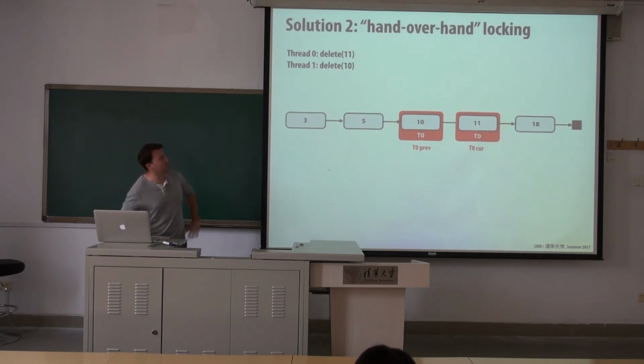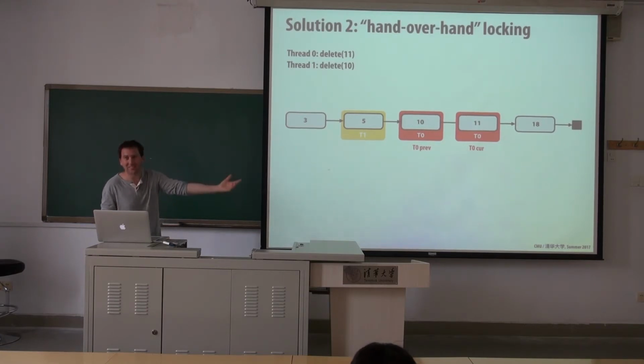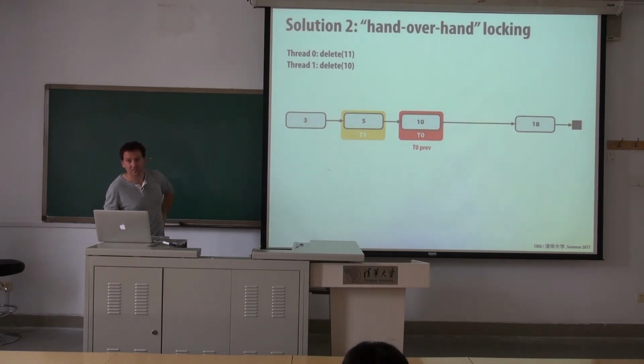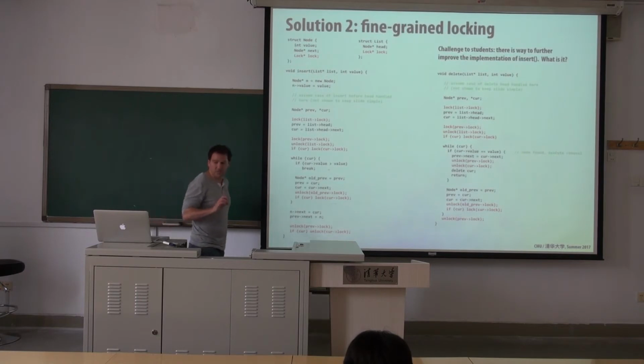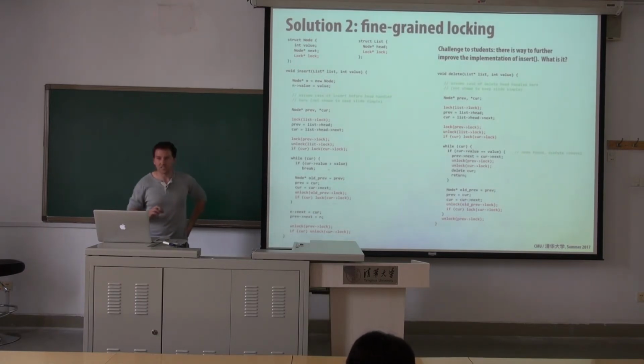And let's say thread 1 wants to delete 10. Well, it'll come, and it's trying to delete 10, but it cannot delete 10 because it can't quite get that last lock yet. Right? So now let's just say we carry out the deletion of 11. Now we're done with the delete. We release the lock. The next thread gets the lock and can do its delete. Okay? So here's the real code.